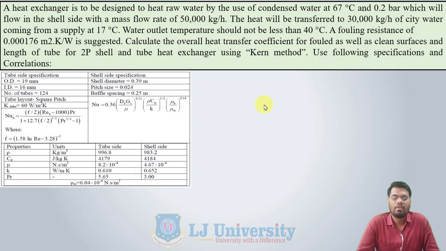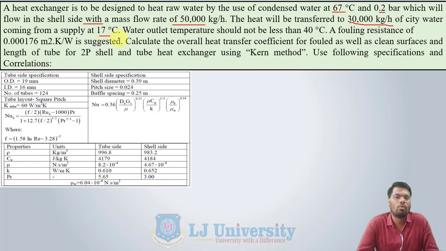Now we are going to discuss different numericals based on shell and tube heat exchanger design. A heat exchanger is to be designed to heat raw water by use of condensed water at 67 degrees Celsius at 0.2 bar, which will flow on the shell side with a mass flow rate of 50,000 kg per hour. The heat will transfer to 30,000 kg per hour of city water coming from supply at 17 degrees Celsius.